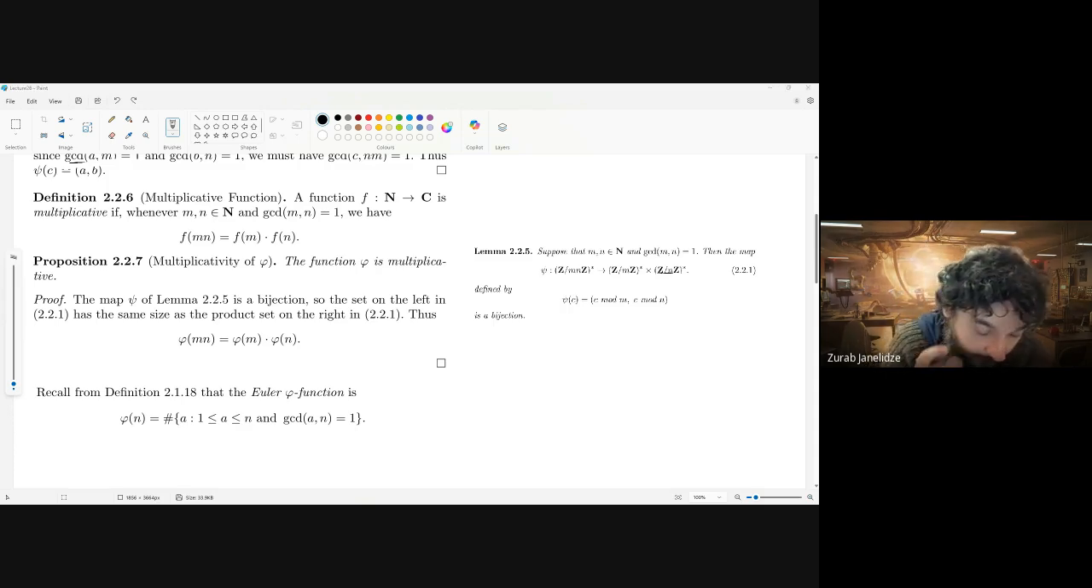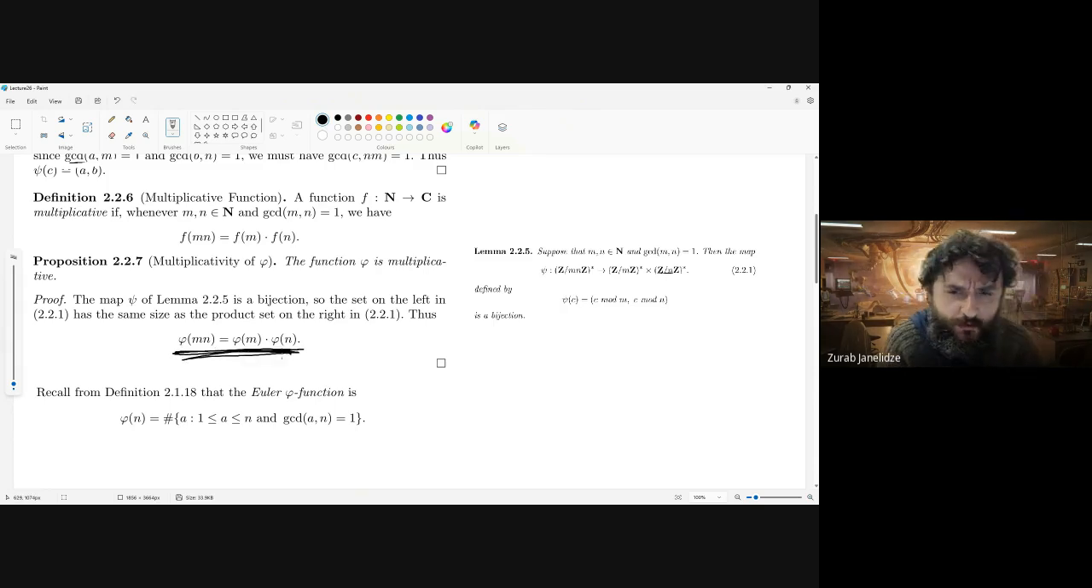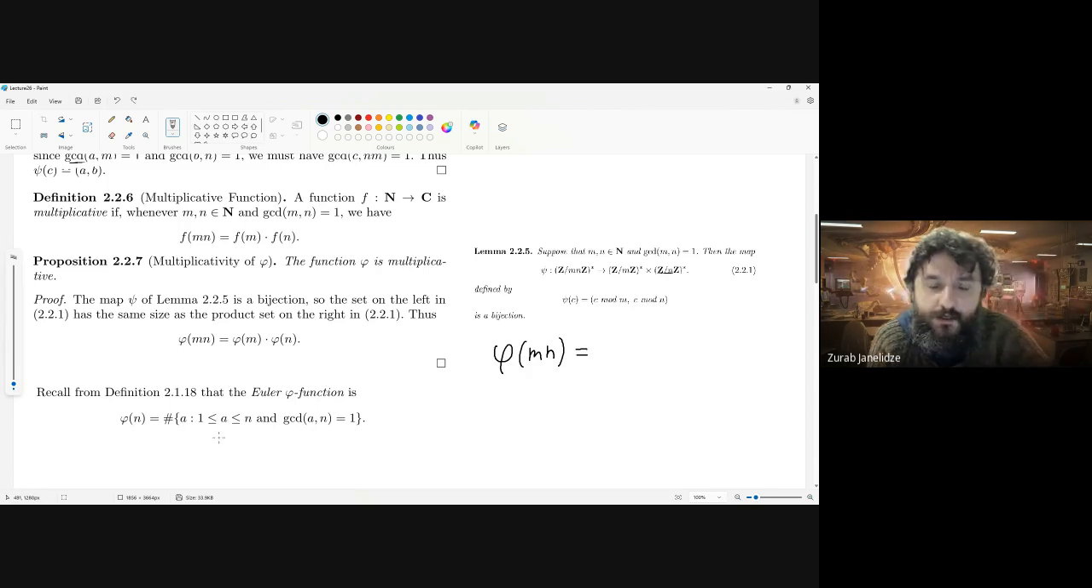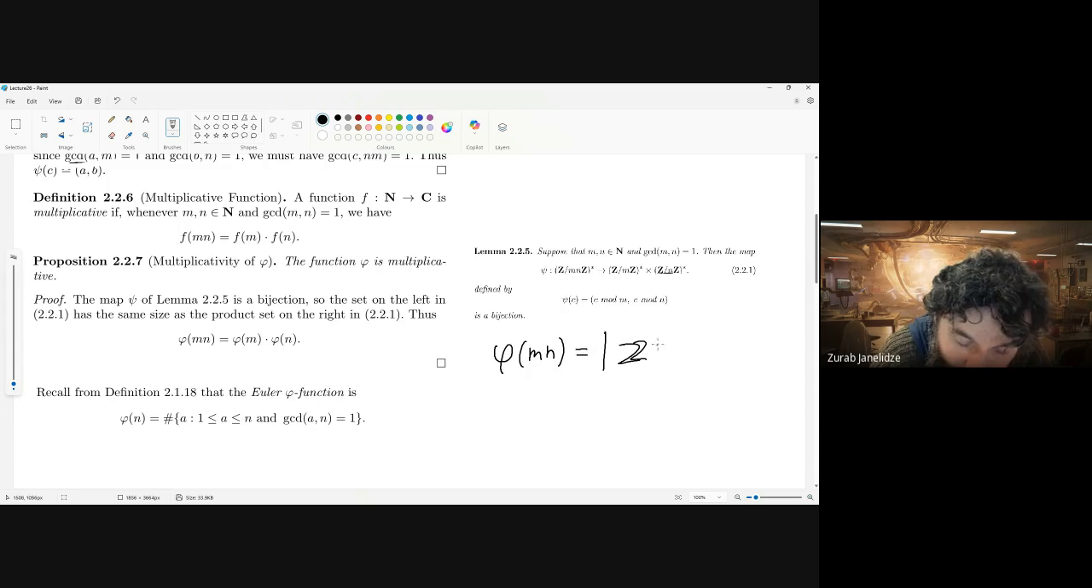Right? Okay. But then it follows that this holds. That's strange. Why does it follow that that holds? Well, if you think about it, what is phi of mn? Phi of mn is nothing other than the size of all the a's between 1 and mn whose GCD with mn is 1. But that's exactly the cardinality of this star set.